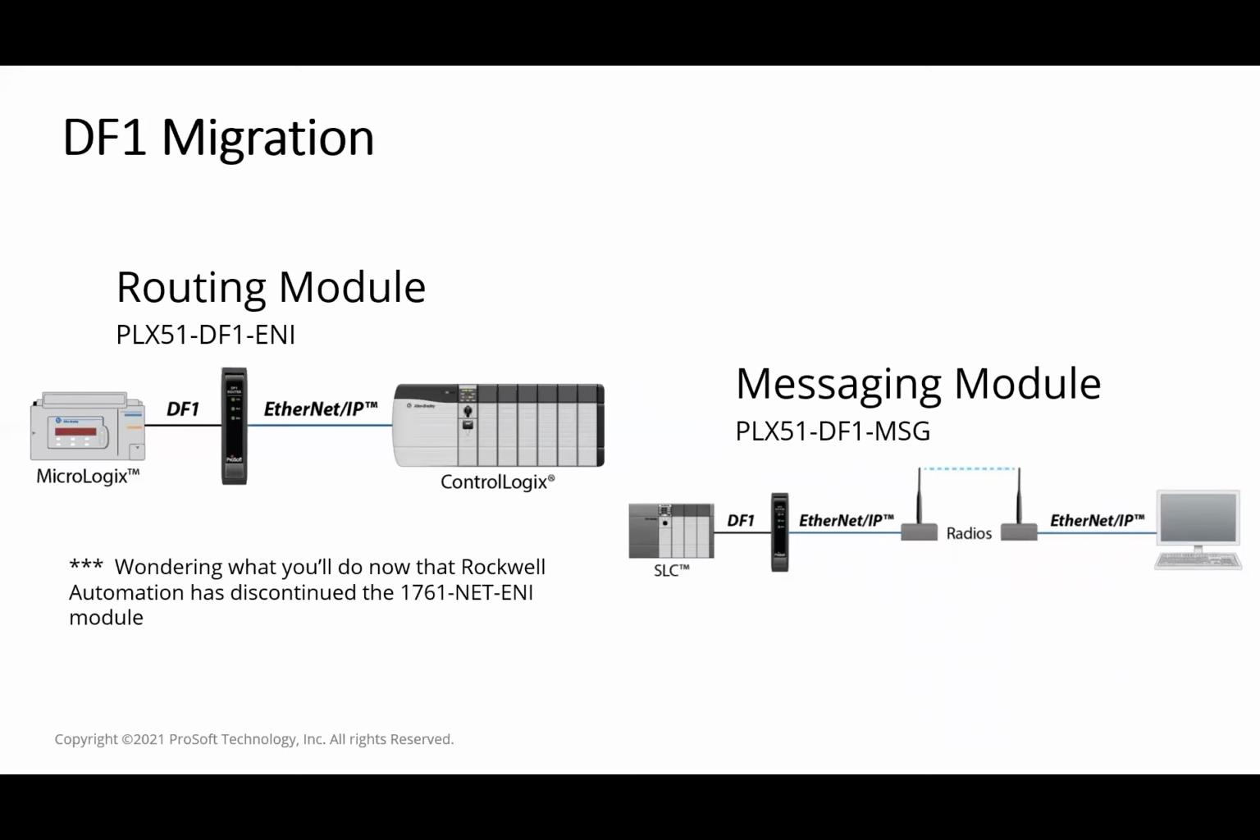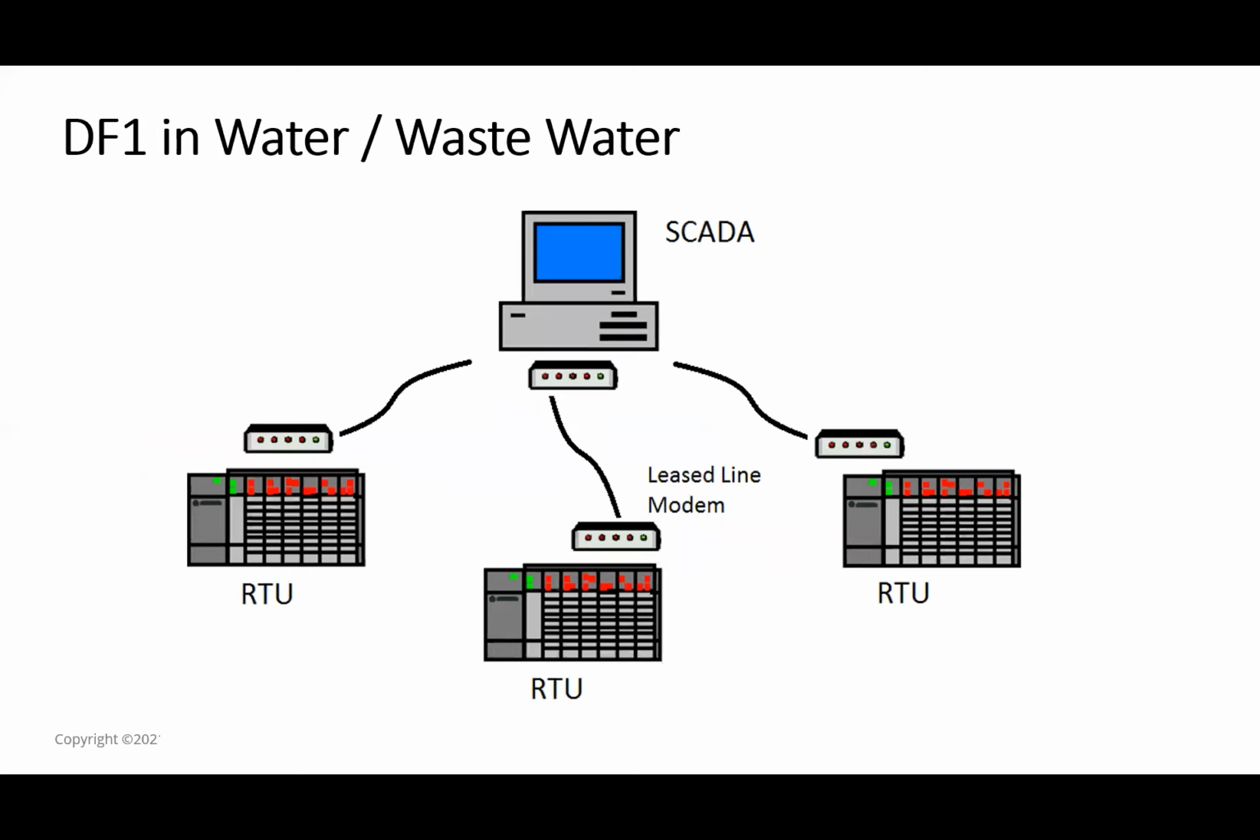Next slide, please. Okay, so you can't talk about water without somebody bringing up DF1 and leased line modems, right? And of course, Rockwell discontinued the 1761-NET-ENI, so what do we do? Well, again, you could do a phase migration here as well, and here's an example. Next slide. So the current architecture may look something like this. You see you have serial RTUs out there in the field connected to a central SCADA by way of lease line modems.